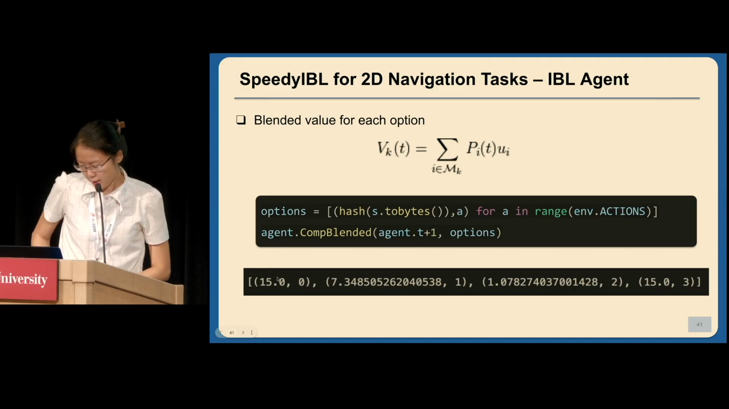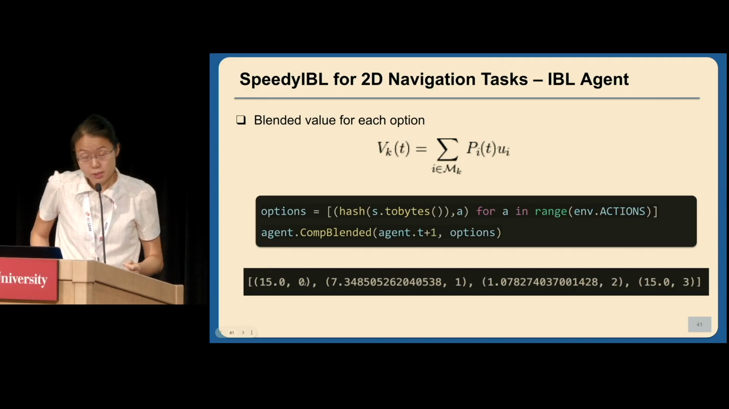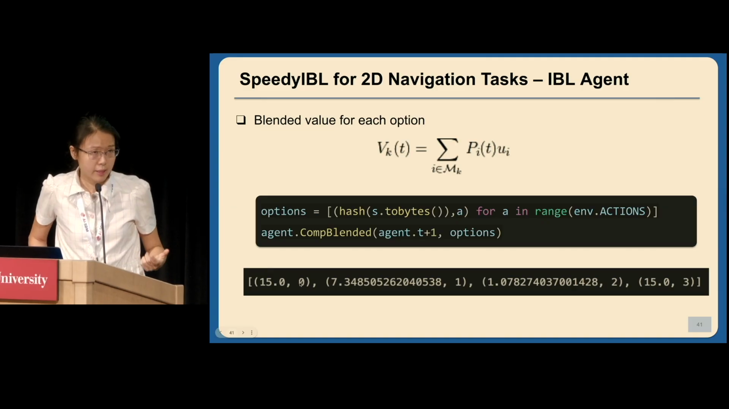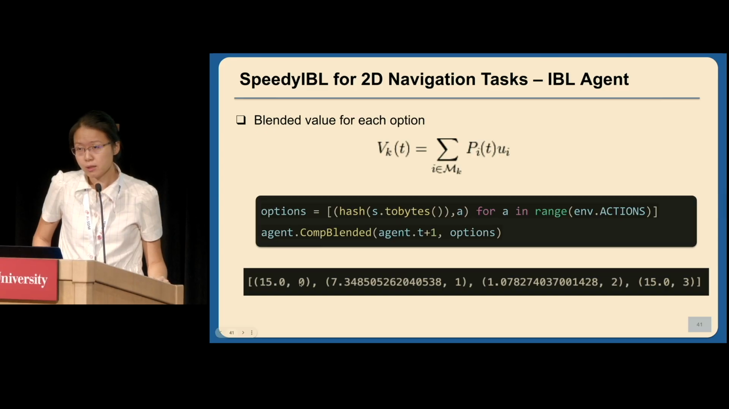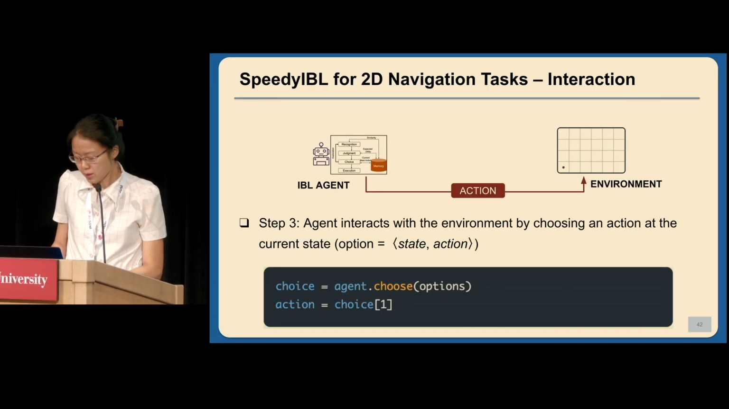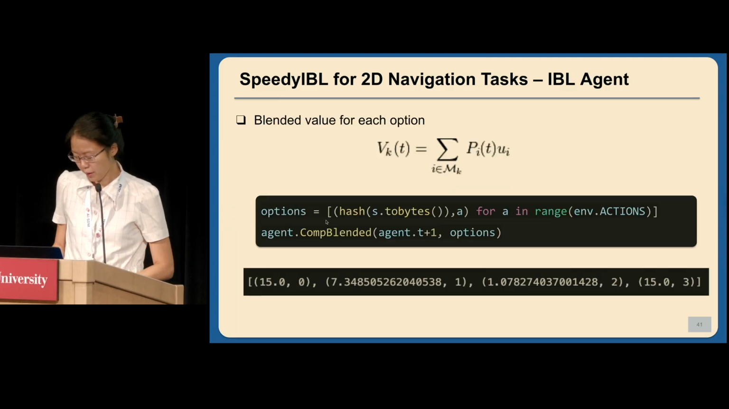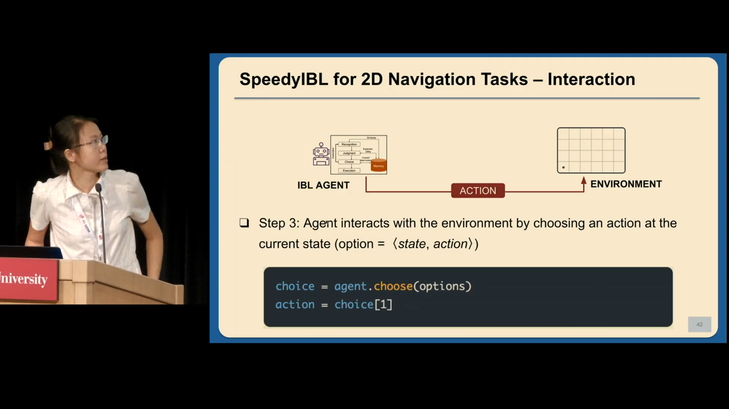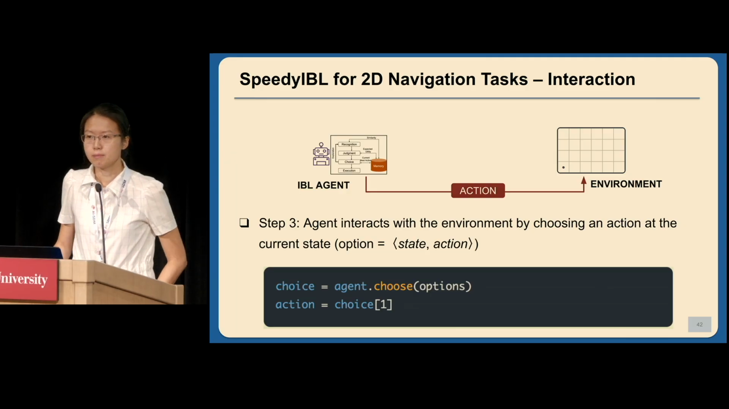So we see that usually the agent, based on this, is going to pick the choice option that has the highest blended value. Okay, so that is how it is implemented with the agent. So how does the agent make the choice, make decisions?